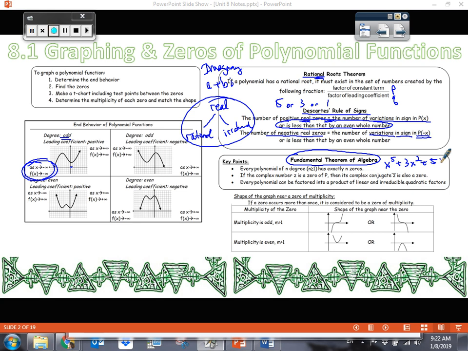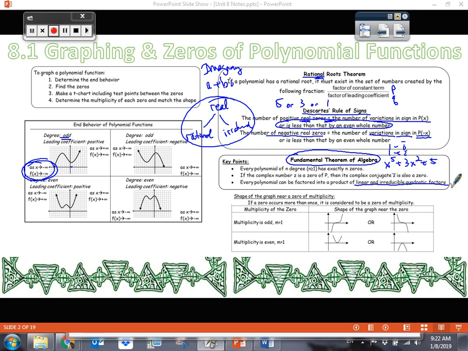Also, it tells us that if a complex number is a zero, then its conjugate is also a zero. That's what I was talking about. The imaginaries come in pairs. They never go by themselves, right? So if I have one imaginary zero of, I don't know, 1 minus i, then 1 plus i is also an imaginary zero. They're in pairs. And then the last thing is every polynomial can be factored into a product of linear and irreducible quadratic factors.